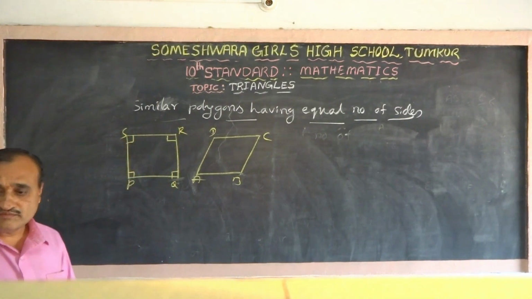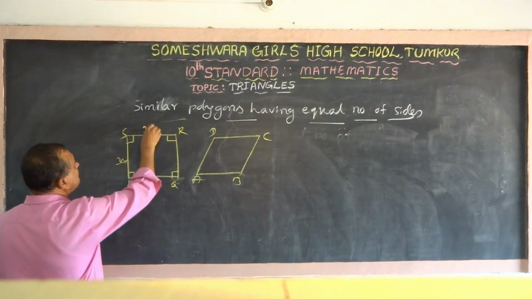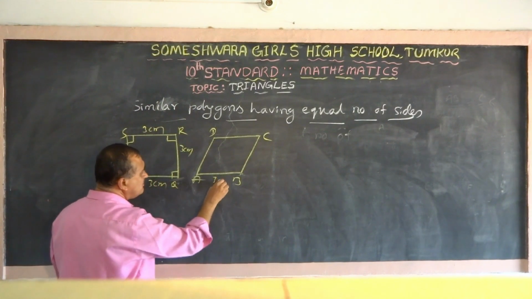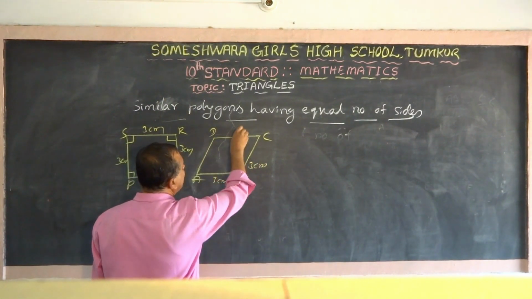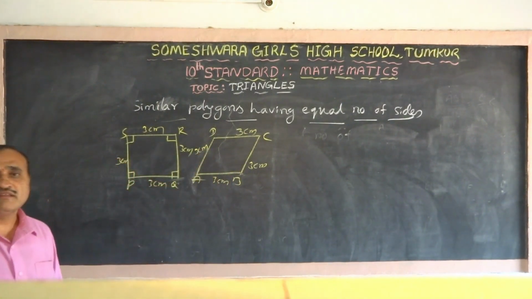Consider these two. This is 3 centimeter, 3 centimeter, 3 centimeter, 3 centimeter. Here also 3 centimeter, 3 centimeter, 3 centimeter, 3 centimeter. Are these two similar?